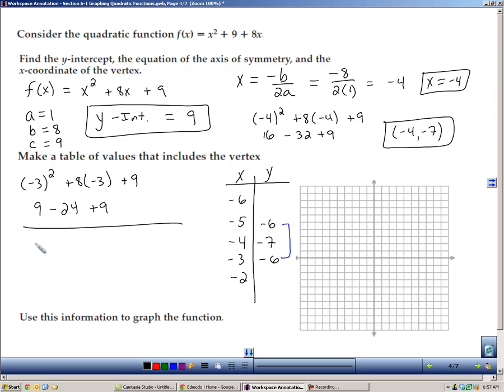Now I'm going to plug in negative 2 for my x. This will be a 4 minus 16 plus 9. That's going to give me a negative 3. And again, because this is a parabola, there's going to be some symmetry. So that means the y-coordinate up here is also going to be negative 3. And now I'm going to graph these to make my parabola.